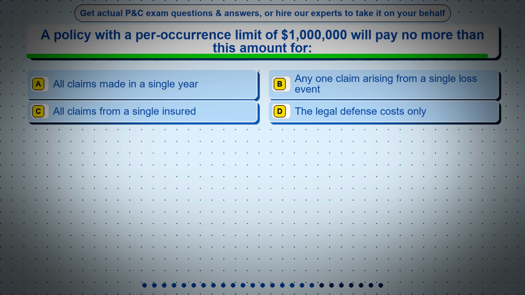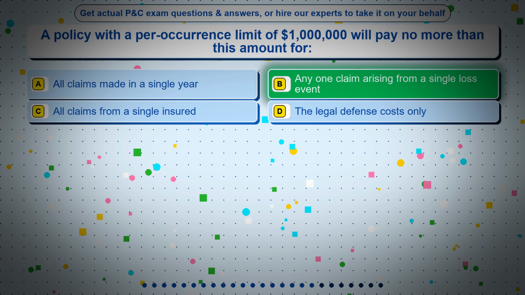Question 18. A policy with a per occurrence limit of $1 million will pay no more than this amount for. Option A. All claims made in a single year. Option B. Any one claim arising from a single loss event. Option C. All claims from a single insured. Option D. The legal defense costs only. The correct answer is option B.